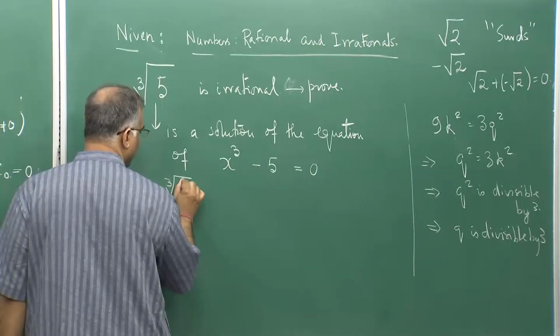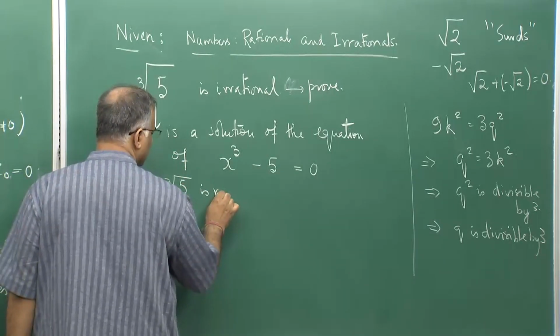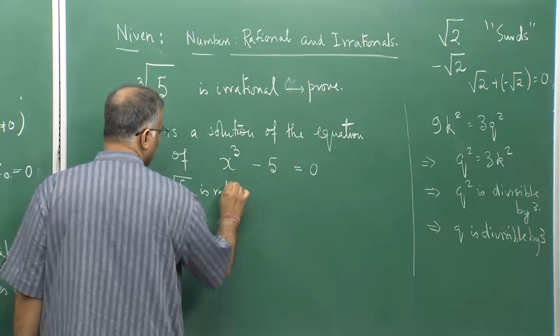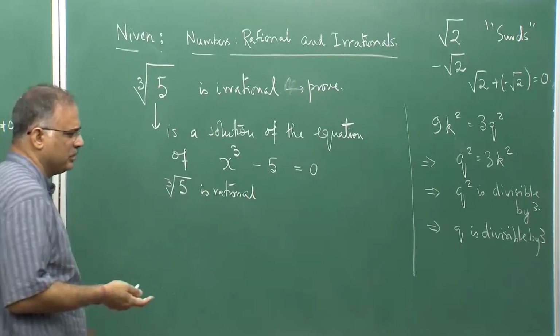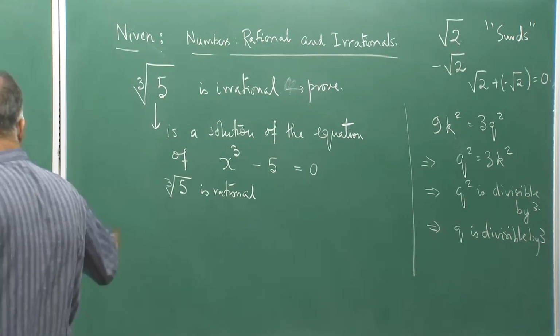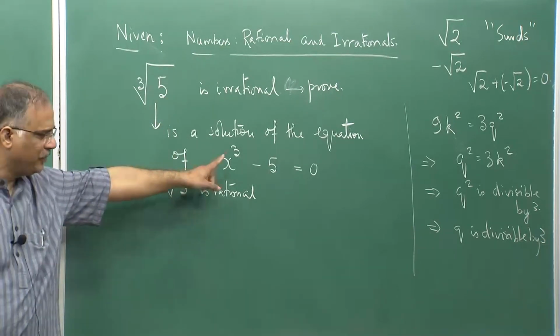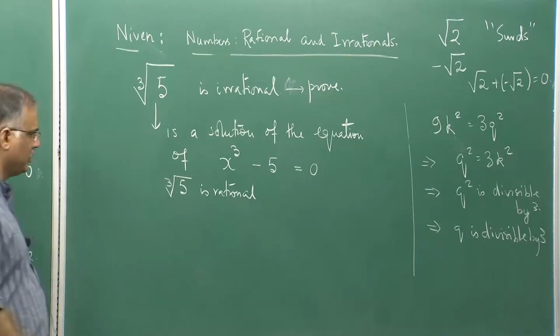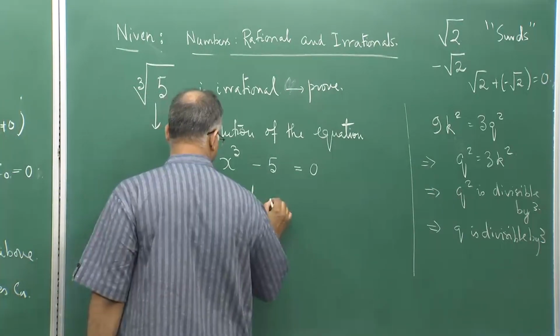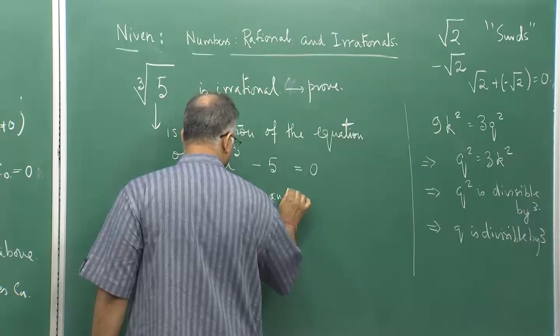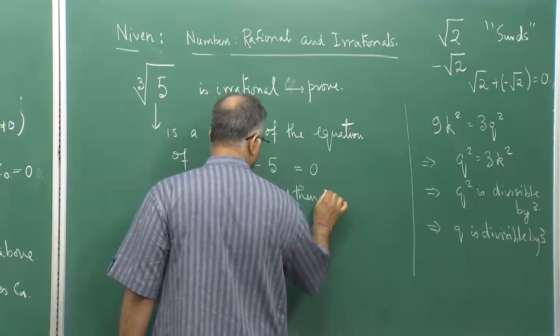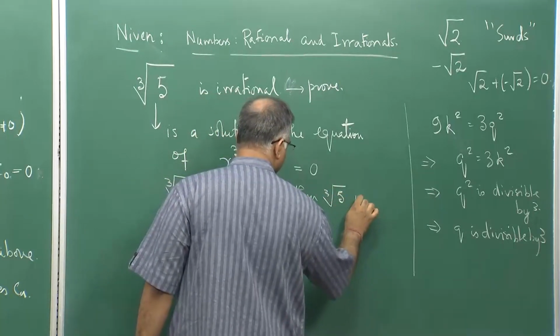So, the cube root of 5 is the real solution of this. Suppose the cube root of 5 is rational, then it must be an integer, because Cn is 1, C3 is 1, the highest power has coefficient 1. So, it must be an integer. So, the cube root of 5 is an integer.